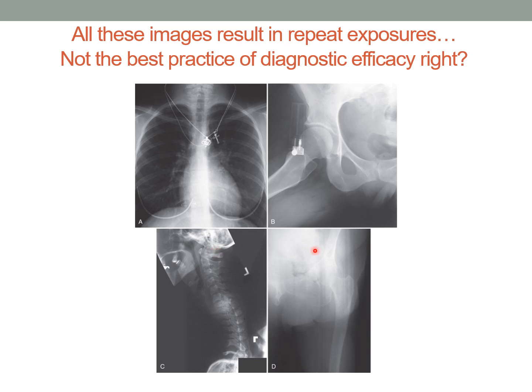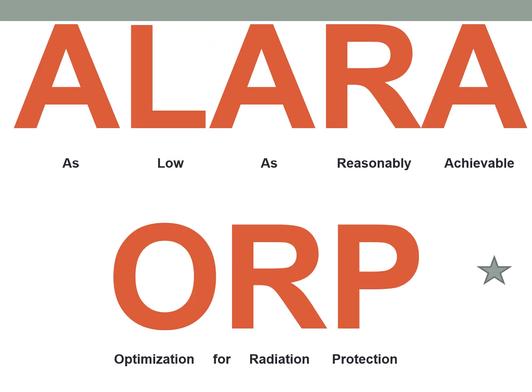This one here, bad positioning, and the technique was off, or maybe they didn't use a grid because you can see the lines right here too. Okay. So ALARA, as low as reasonably achievable. It also means optimization for radiation protection. So basically they mean the same thing. Most of the time you hear ALARA, but sometimes you may hear someone refer to it as optimization.